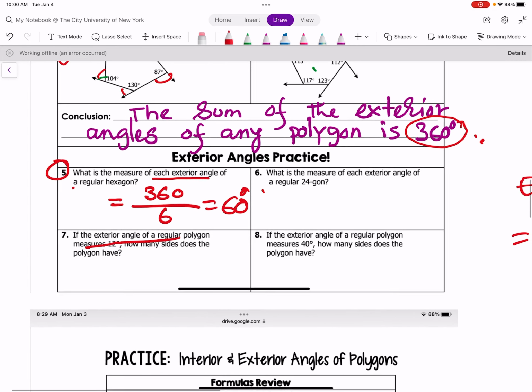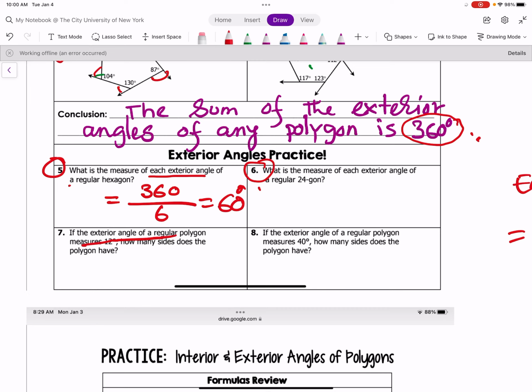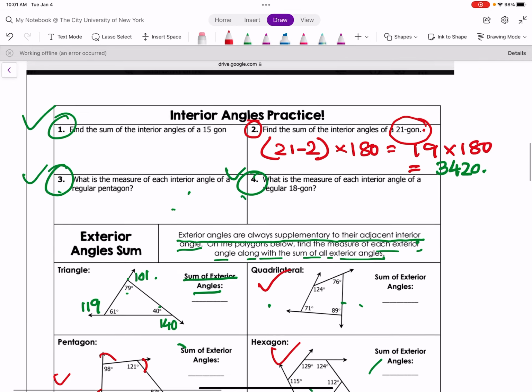So I want you to do these 6, 7, and 8 as your classwork. Okay, there will be no homework, only these problems. You'll watch this video and solve these problems.